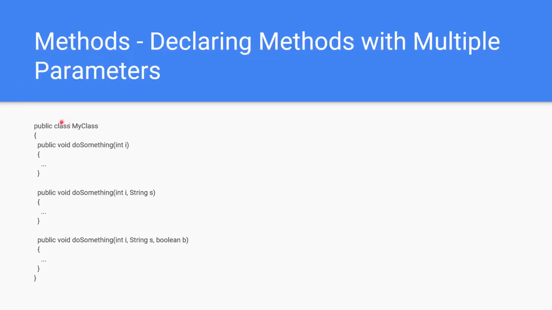So we have a class and we have 3 methods, all the same name. But notice here they are taking different parameters. So you can have methods of the same name, provided that they have a different parameter list. And obviously most likely these would have different code blocks and perform slightly different functionality.